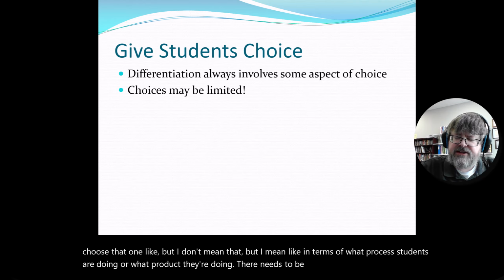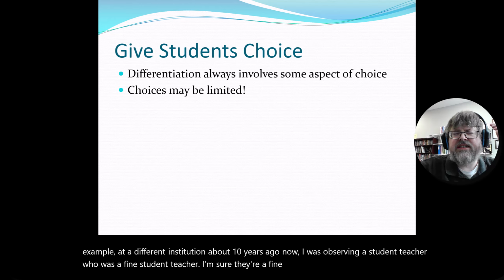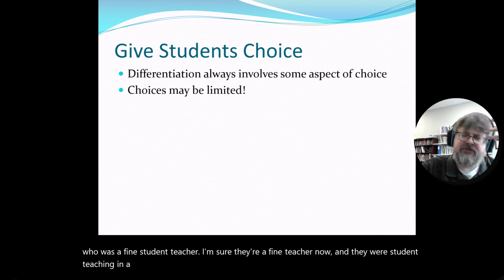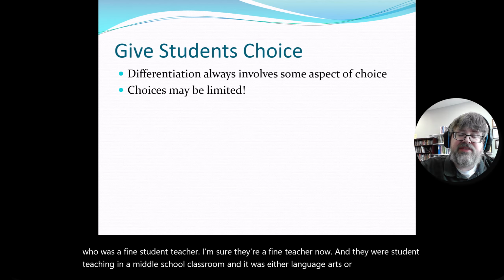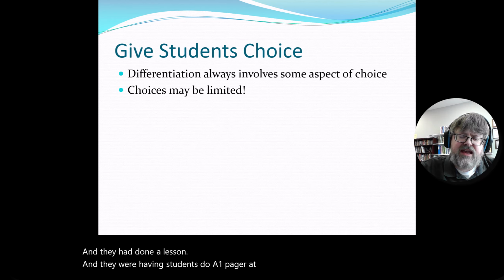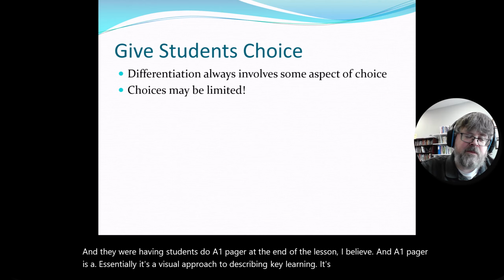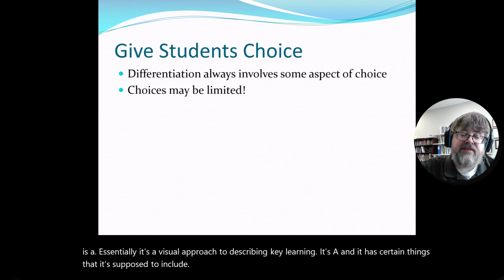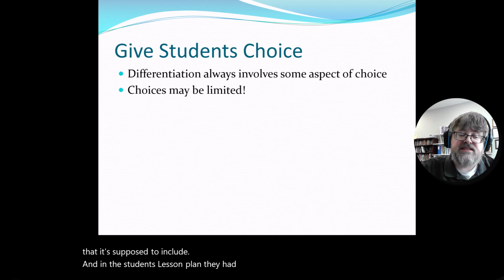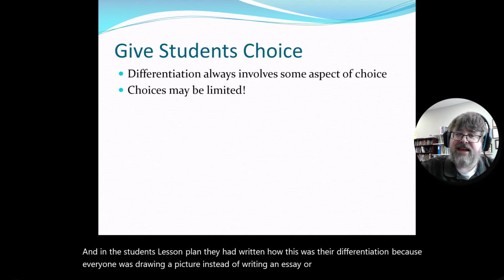So, for example, at a different institution about 10 years ago now, I was observing a student teacher who was a fine student teacher. I'm sure they're a fine teacher now. They were student teaching in a middle school classroom, and it was either language arts or social studies. They had done a lesson, and they were having students do a one pager at the end of the lesson, I believe. A one pager is essentially a visual approach to describing key learning, and it has certain things that it's supposed to include. In the student teacher's lesson plan, they had written how this was their differentiation because everyone was drawing a picture instead of writing an essay or writing a learning log at the end of the assignment.